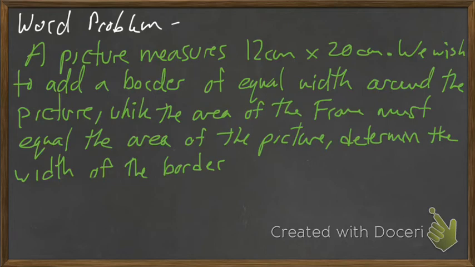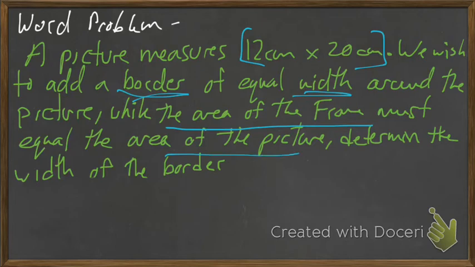So in this case, we have a picture measuring 12 by 20. We wish to add a border of equal width around the picture, while the area of the frame must equal the area of the picture. Determine the width of the border. Okay, so we're looking for the width of the border. Now, we know what the picture is.